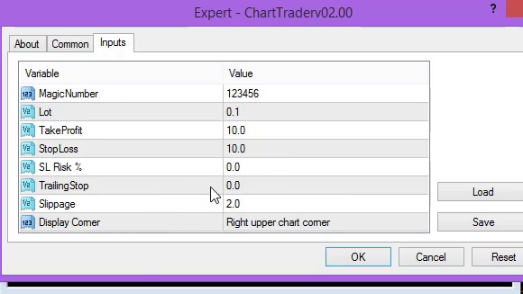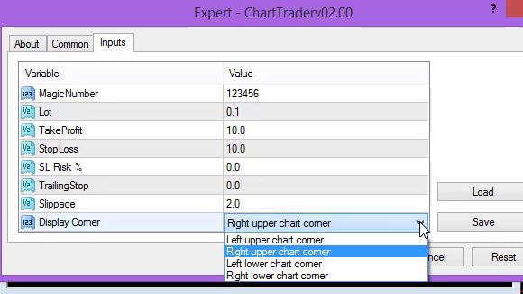You can set up a trailing stop. We do have our slippage, and then of course at the bottom you have your display corner, and this gives you the option to move the buttons around to one of the 4 corners in the chart.